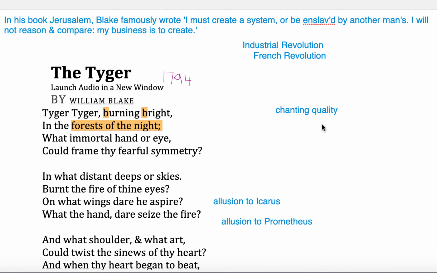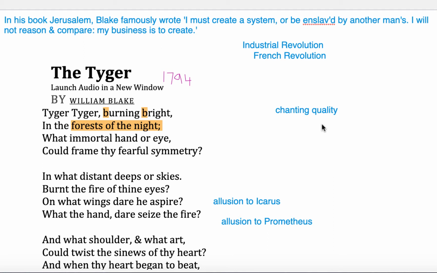But as much as this sounds like a children's rhyme or a nursery rhyme when you first hear it, when you take a closer look, you realize that burning bright's actually pretty symbolic. Maybe the Tyger does look like something that's burning if it's in the forest at nighttime, right? The forest of the night. If it's orange and black and has those streaks as it's moving through the trees, it might kind of look like it's burning or it's vibrant or on fire.